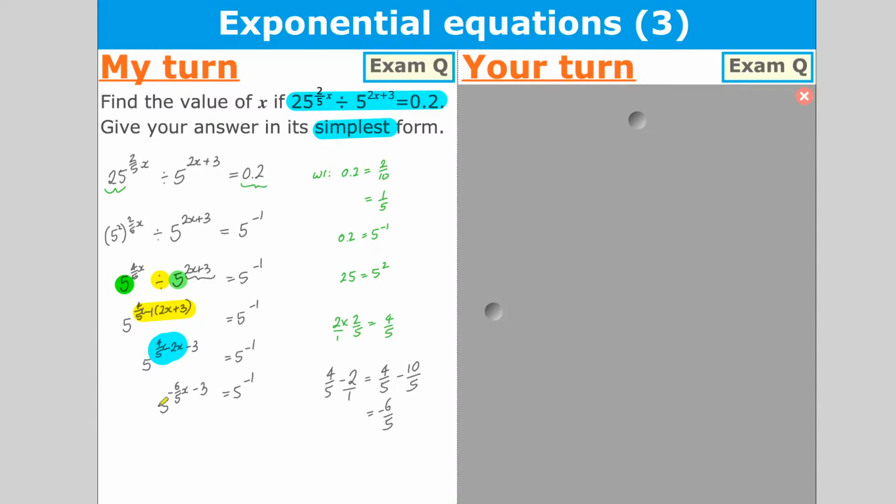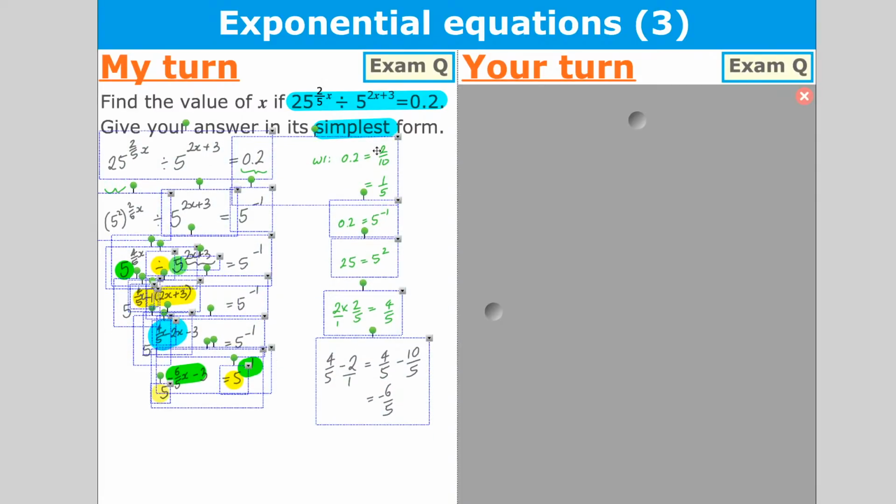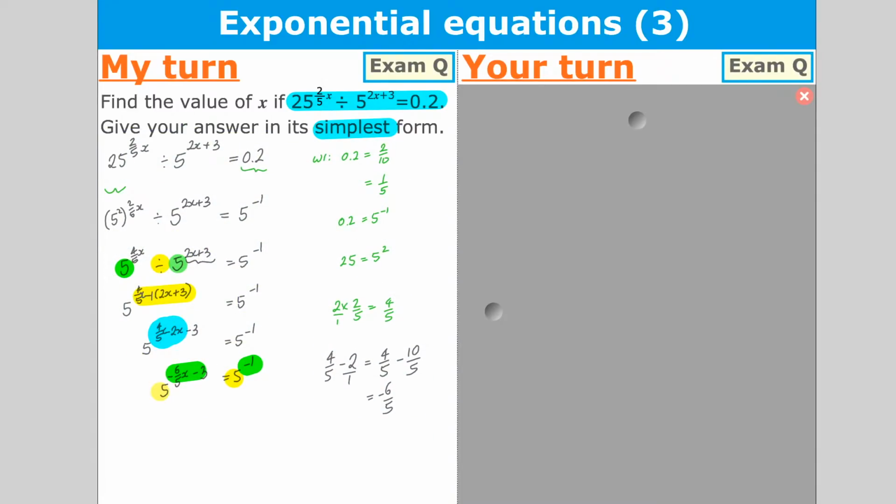We're nearly home. We got 5 on each side, so the exponents must be the same, but we've got a nasty little equation to solve. I'm going to move everything up a little bit. Negative 6/5 x take away 3 must equal negative 1. I don't like all those negatives, so I'm going to multiply everything by negative 1 to reverse the sign. And I get 6/5 x add 3 is equal to 1.